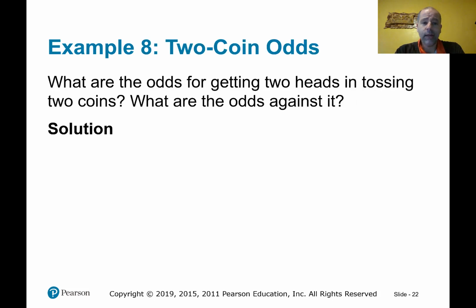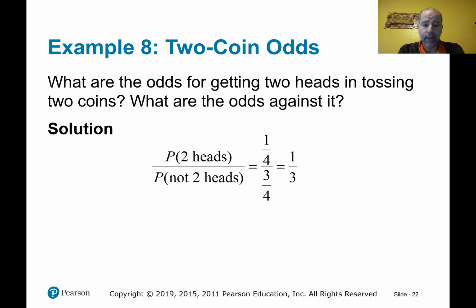Okay, so what are the odds for getting two heads in tossing two coins? What are the odds against it? So, if we look at the odds for, again, that's probability of A divided by probability of not A. So let's do that first. We know the probability of getting two heads is 1/4, right? We should know how to get that now. And the probability of not getting two heads is the complement. So we know that has to be 3/4. And so notice that the 4's drop out because we're dividing two fractions and the denominators are the same.